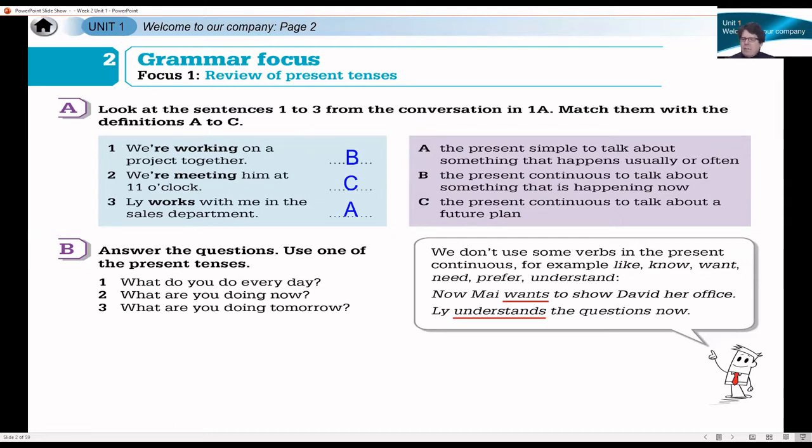All right, so here's the rules. We do not use some verbs in the present continuous. For example, like, know, want, need, prefer, understand. You never say, now my wanting, or now my is wanting. Now my wants to show David her office. Lee understands the questions now.